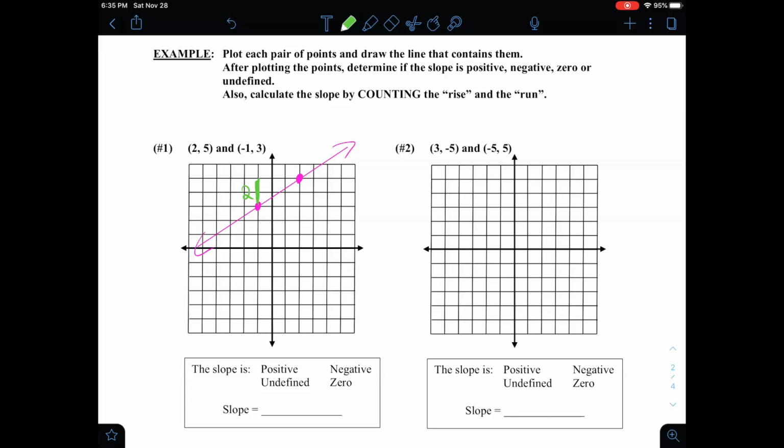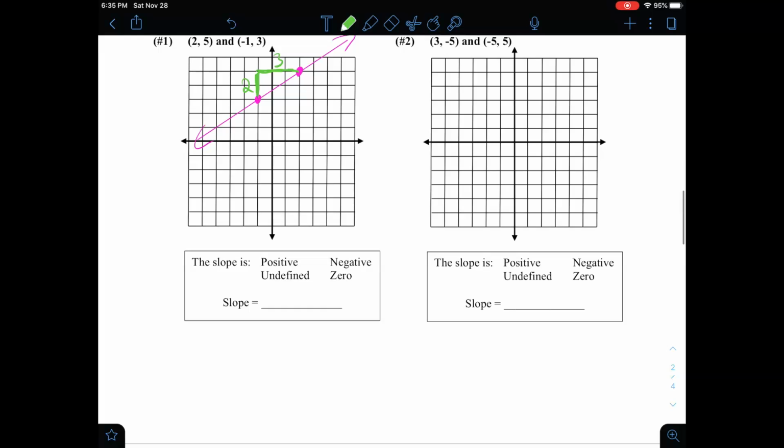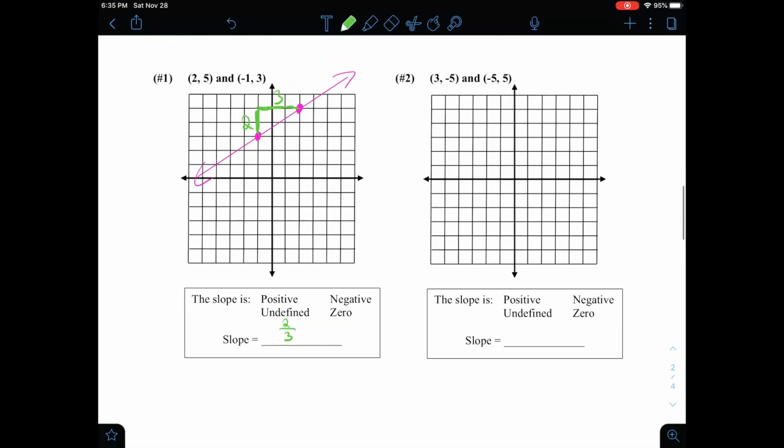Okay? So it's a rise of 2, then we go over to get to the point, and that looks like it's 1, 2, 3. So we get 2 over 3. So our slope equals 2 over 3. And is that a positive slope? Yeah, it's a positive number, so it's going to be a positive slope. And it slopes up from left to right. I'm not going to get fancy with this here.